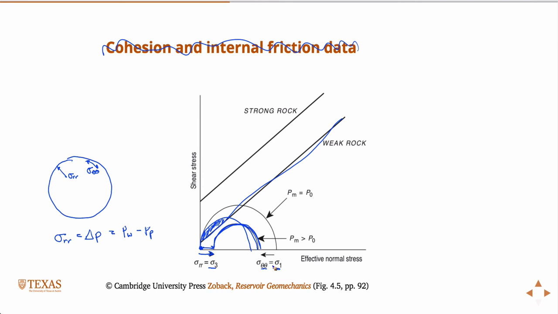But as another aside, you say, well, okay, it adds stability, so why not just always drill overbalanced? You guys have all had drilling, right? Since we don't want breakouts, we want stable wellbores, why don't we just always drill overbalanced? What's that?